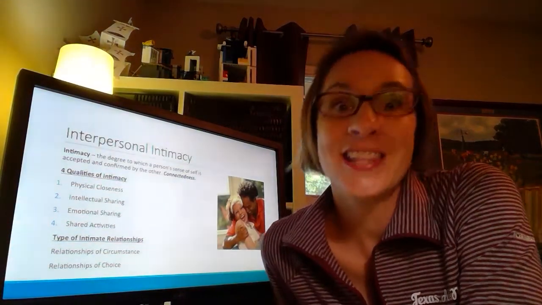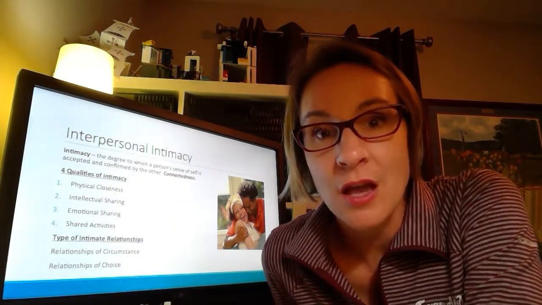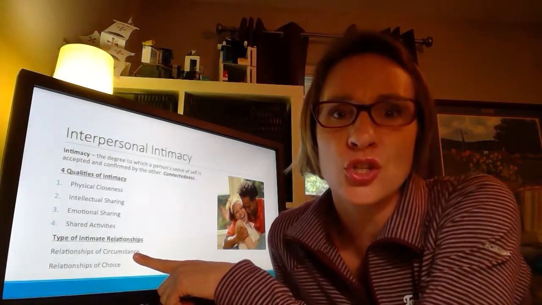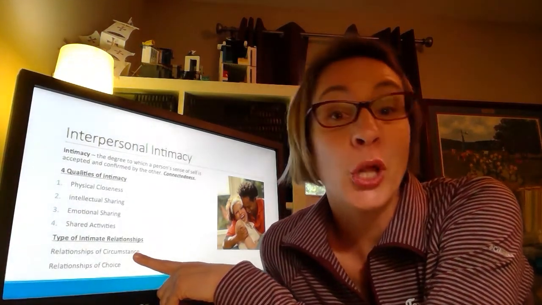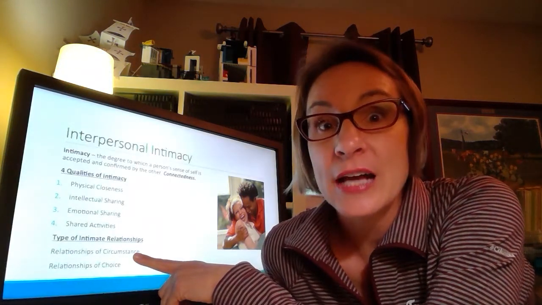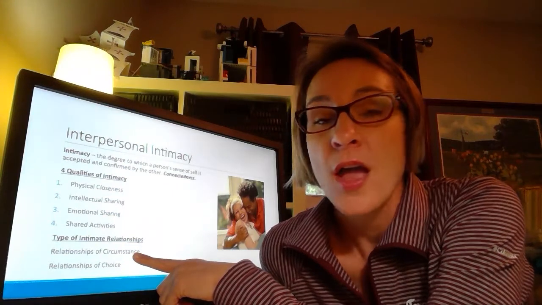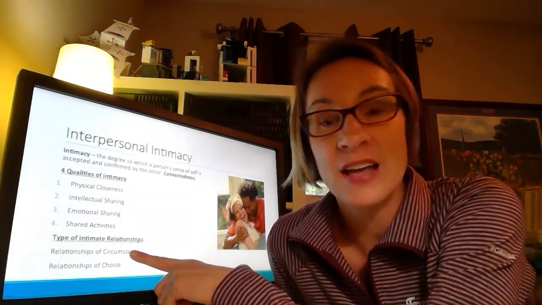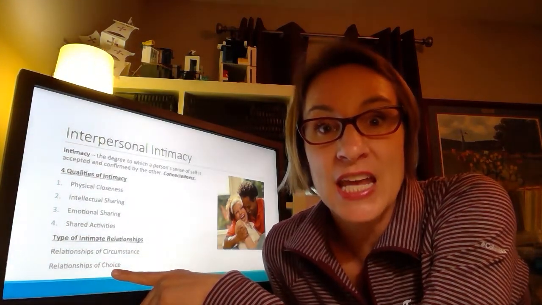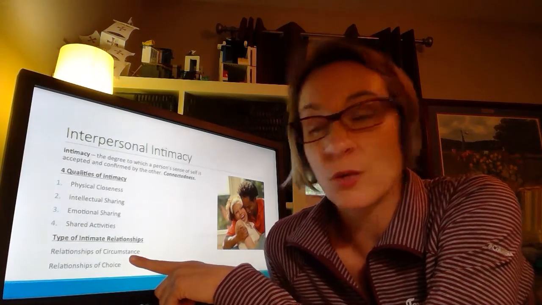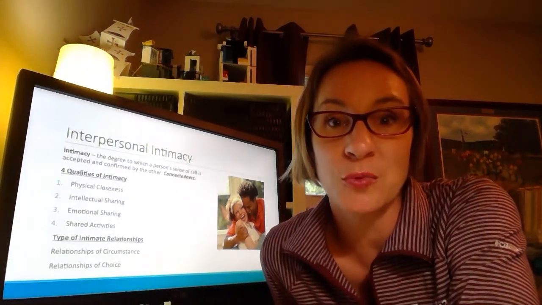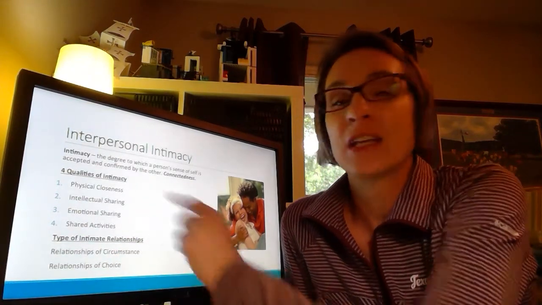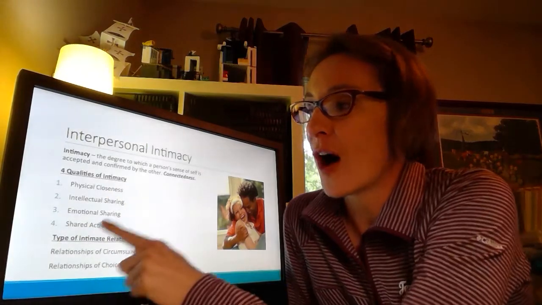Now, sometimes relationships of circumstance turn into relationships of choice. So, we were in this relationship because we had no choice, but now I choose this relationship. So maybe a relationship of circumstance could be your classmates. You were put in a class with a bunch of other people that you didn't know, and you formed a friendship with somebody. And after the circumstance ended, after that class ended, you still chose to maintain that relationship. So what was once a relationship of circumstance turns into a relationship of choice. And these are two different types of relationships that can be interpersonal and share these qualities.